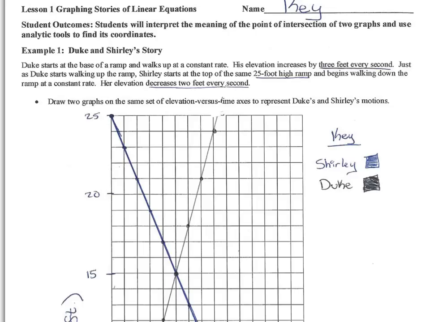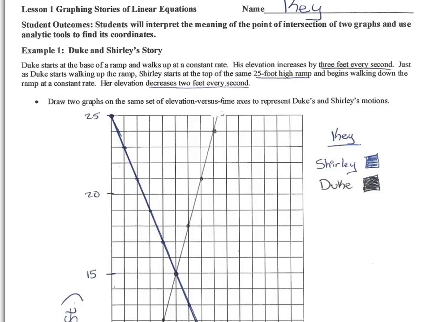So this very first question says, Duke starts at the base of a ramp and walks up at a constant rate. His elevation increases by 3 feet every second. You notice I underlined it because it's going to be important. Just as Duke starts walking up the ramp, Shirley starts at the top of the same 25-foot high ramp and begins walking down the ramp at a constant rate. Her elevation decreases 2 feet every second.